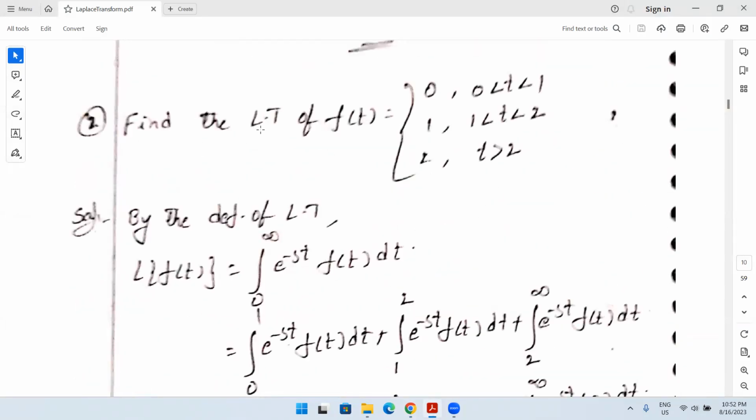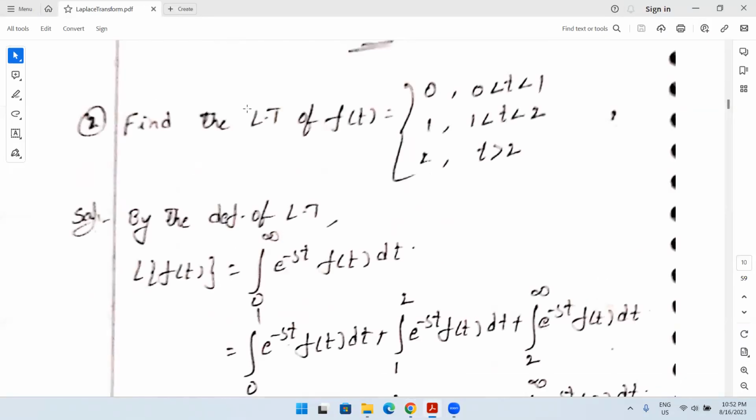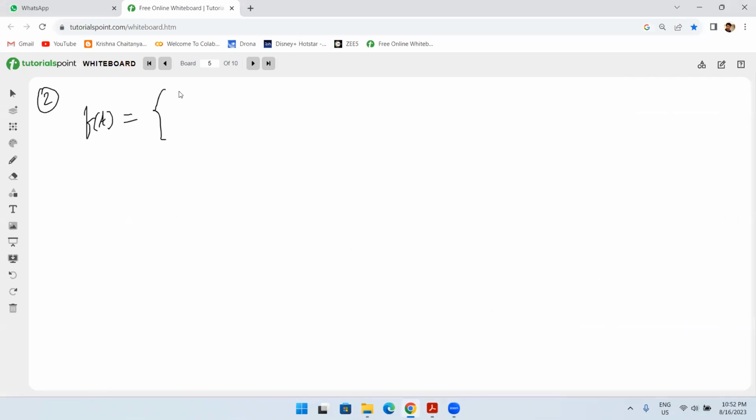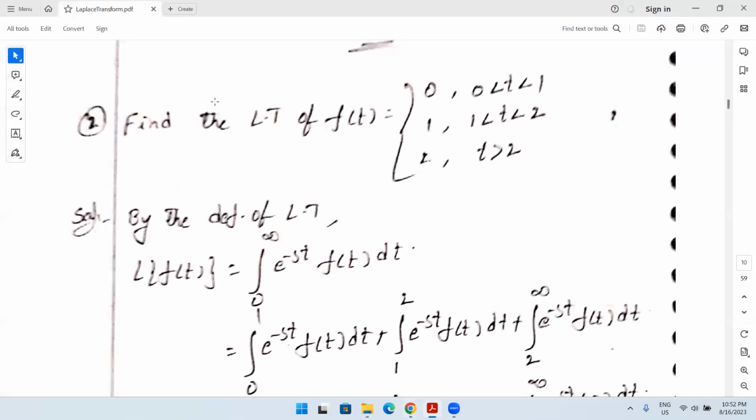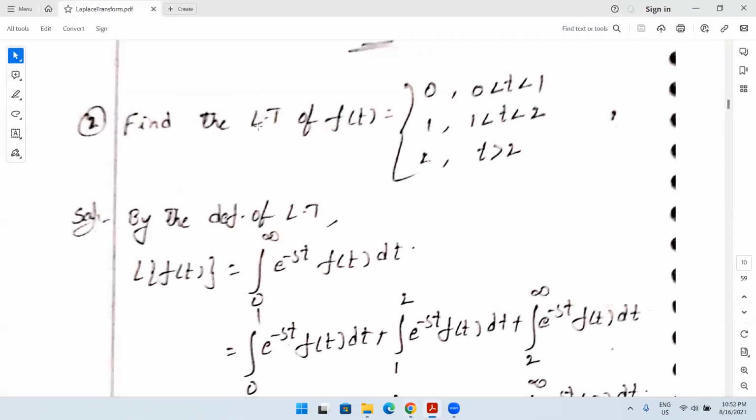Next, the second question is like this: find the Laplace transform of f of t defined by three values: 0, 1, 2. It is 0 if t is between 0 and 1, the value is 1 if t is between 1 and 2, and the value is 2 if t is greater than 2.